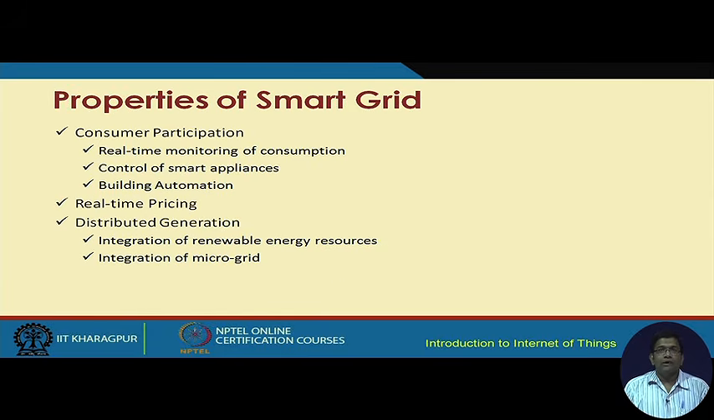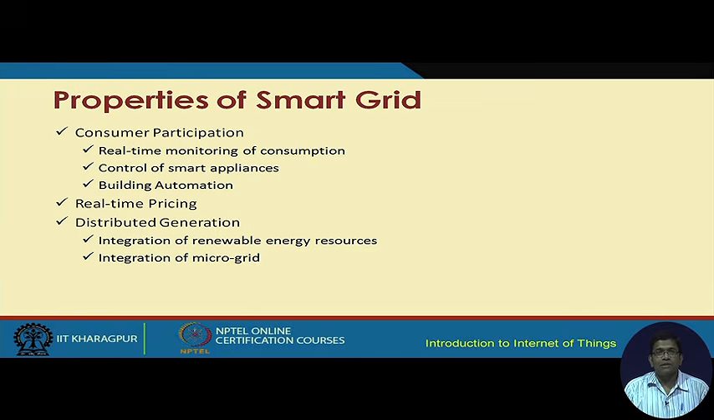There are different properties of the smart grid. Consumer participation: with respect to that, we have real time monitoring of consumption, control of smart appliances, building automation. So, all these things are possible with the help of smart grid. And I have already mentioned real time pricing: at different times of the day, whenever there is a requirement, whenever there is a necessity, prices can be changed by the stakeholders and can be enjoyed by the consumers.